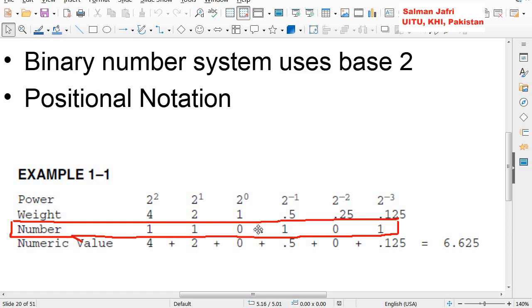Now similarly, let's look at the values to the right of the decimal point. It would be 1 times 0.5, which is 0.5. It would be 0 times 0.25, which is 0. And it would be 1 times 0.125, which is 0.125. So what are the values to the right of the decimal point? 0.5 plus 0 plus 0.125. When you add all these numbers together, 6.625 is the decimal equivalent of the binary number 110.101.